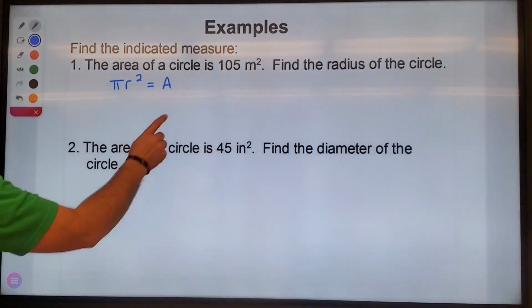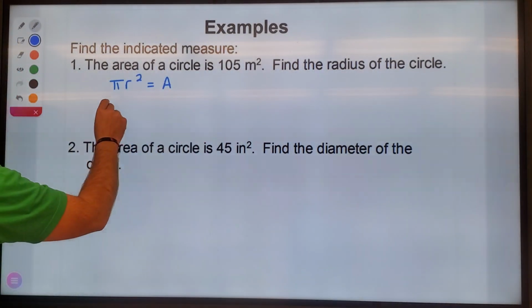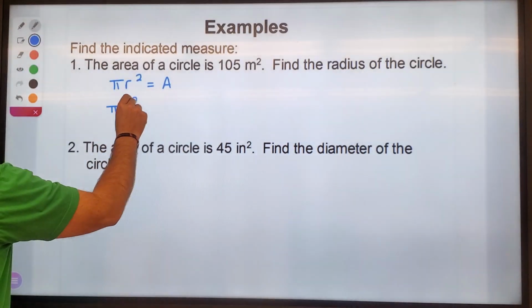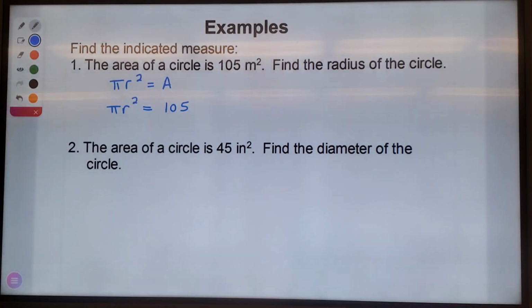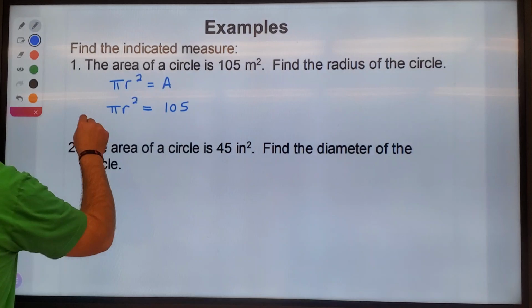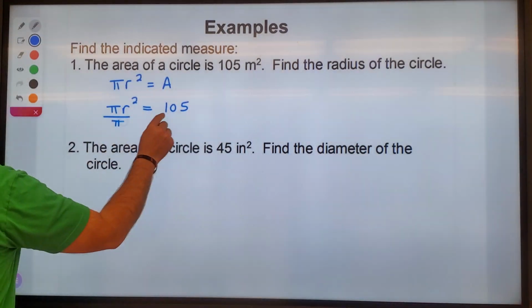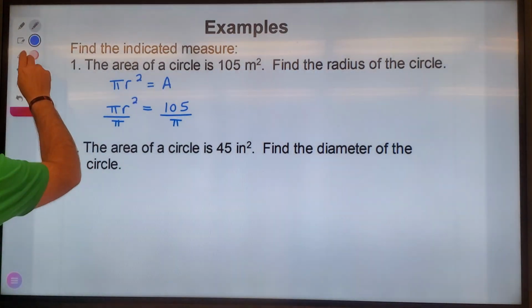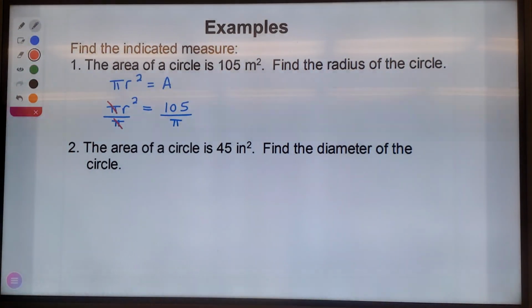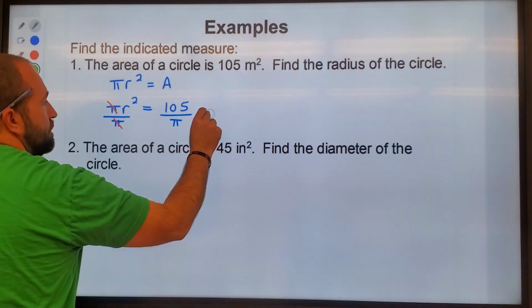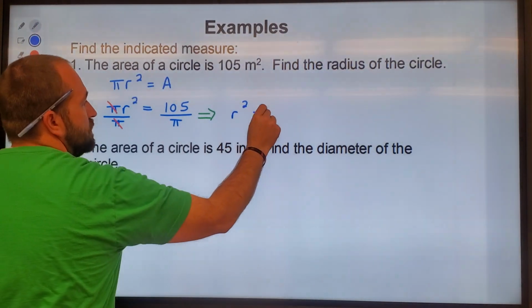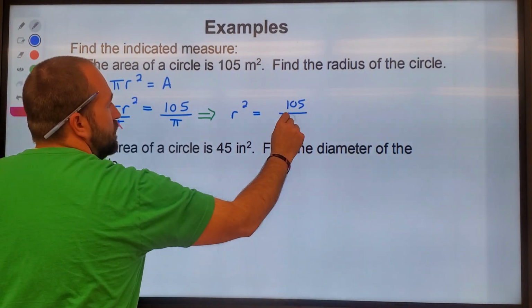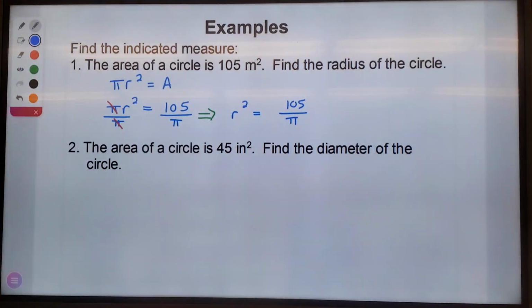All right. I do know the area as 105. So I have pi r squared equals 105. Then I can divide both sides by pi, which is going to cancel my pi's here. Okay, so that's going to give me r squared equals 105 over pi. Okay, but again, we need the radius. I don't need the radius squared, I need the radius itself.